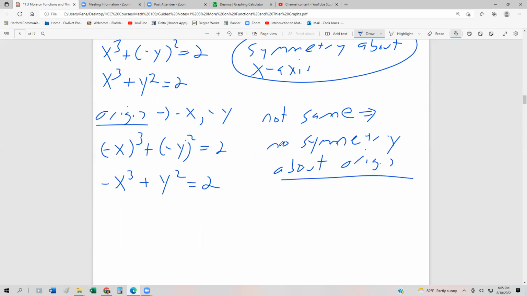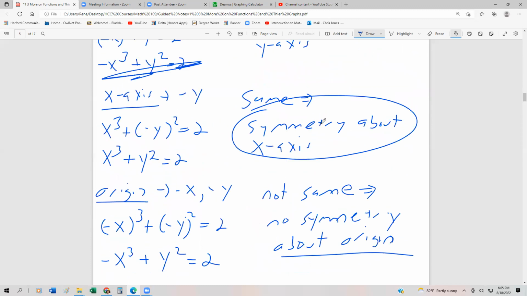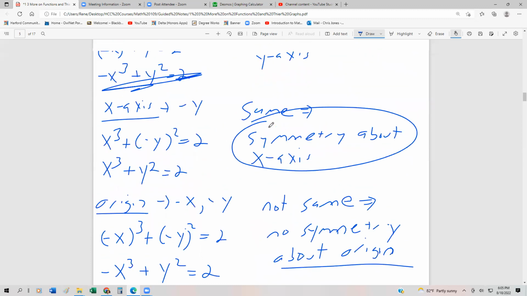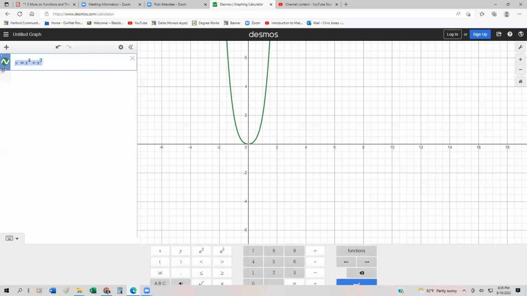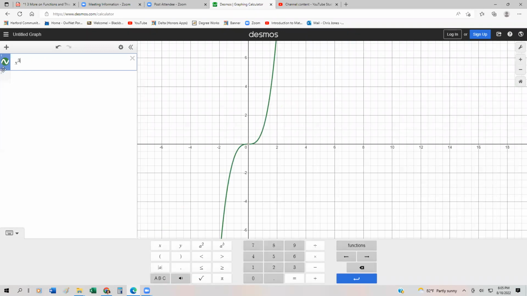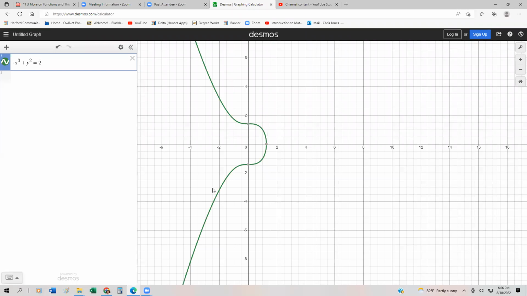All right, and so what that means is that there's only symmetry about the x-axis. If we graph this relation, x cubed plus y squared equals 2, we can see that this point and this point are exactly the same. And then we can see that this point and this point are the same when we reflect them about the x-axis. And so it just shows you that it does have that symmetry.